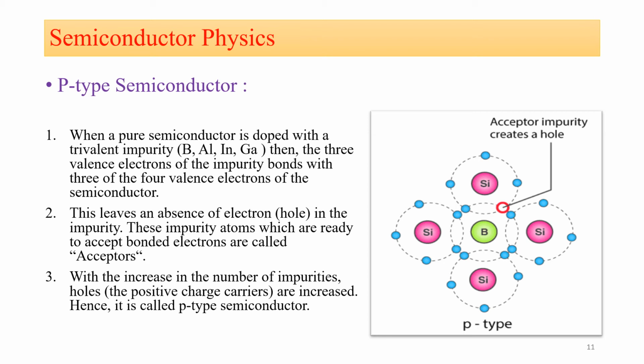So what is our conclusion? When we add pentavalent impurities to the pure semiconductor, then we will obtain the N-type semiconductor material. Similarly, when we add trivalent impurities to the pure semiconductor or intrinsic semiconductor material, then we will get the P-type semiconductor material.